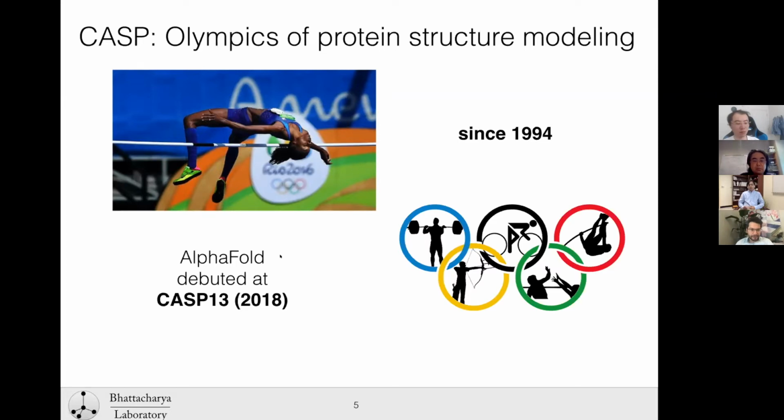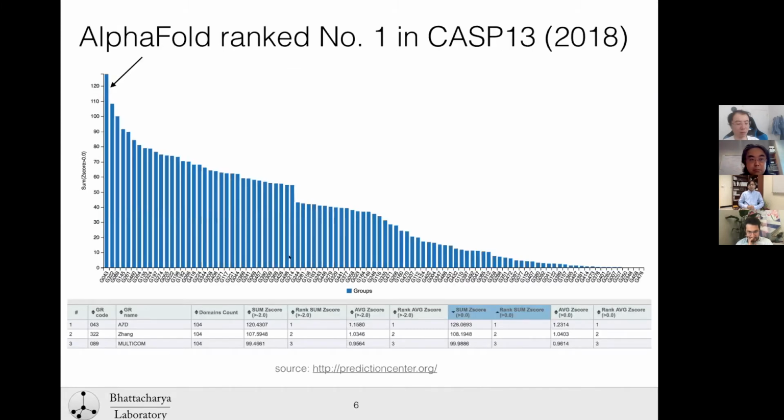AlphaFold debuted in CASP in its 13th edition in 2018. And this was, in fact, the first group that came from the industry side to participate in CASP. It turns out that AlphaFold did very well. Here's a slide documenting its performance.